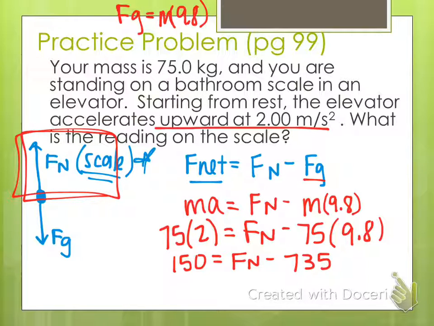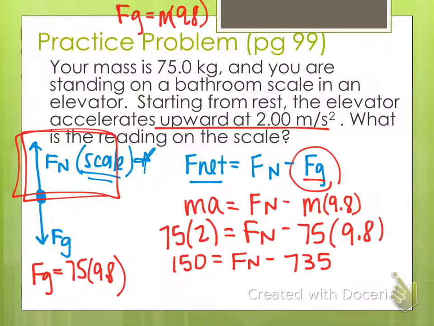Do we at least see where all these numbers came from, or not so much? Kinda? Okay. You could always solve for Fg first. Take 75 times 9.8 first, and then just plug in the number where it goes here. You don't have to do variables first. You could just solve for it first and then plug it in. It doesn't make a difference. Okay, here we're going to add that 735 over, and we get a normal force of 885 newtons.